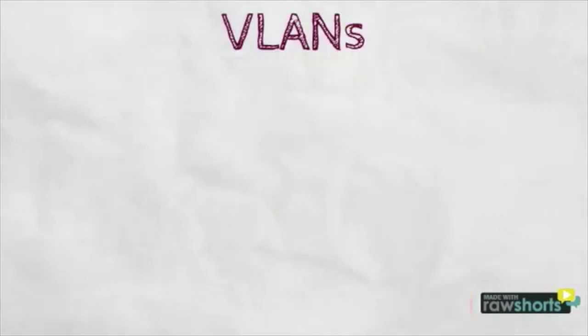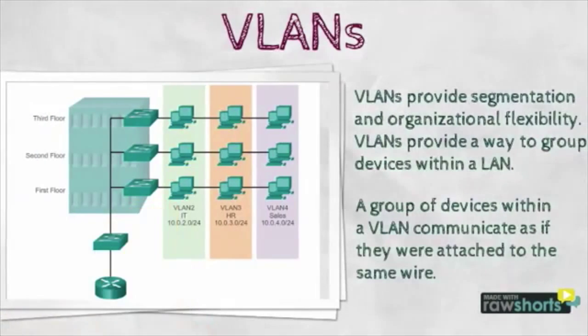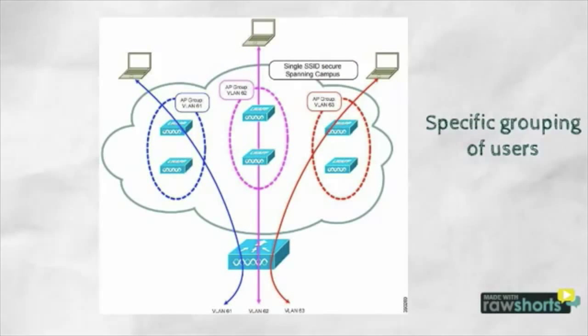VLANs provide a way to group devices within a LAN. A group of devices on a VLAN communicates as if they were attached to the same wire. VLANs improve network performance by separating large broadcast domains into smaller ones. VLANs enable the implementation of access and security policies according to the specified grouping of the users.